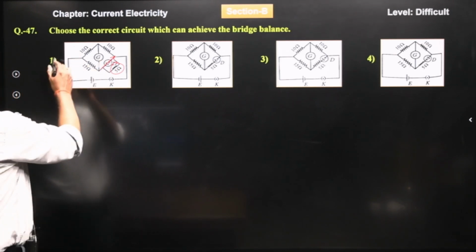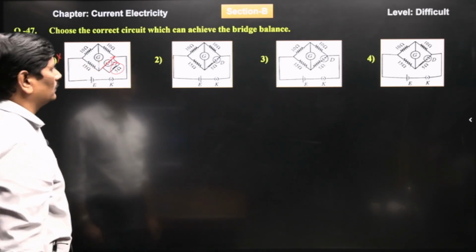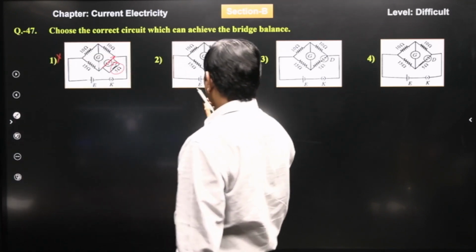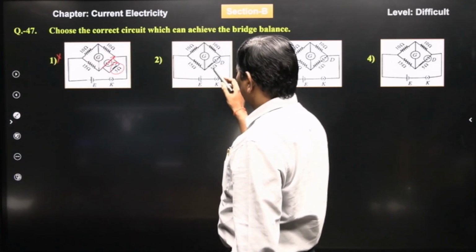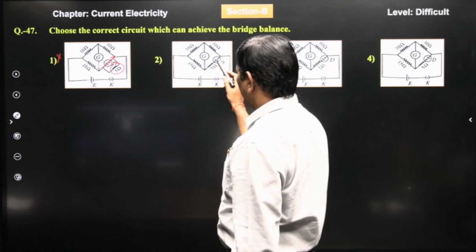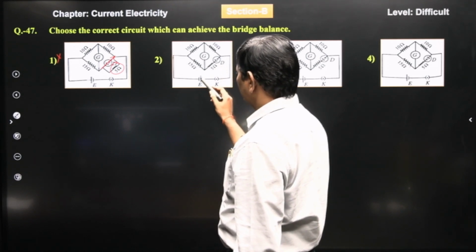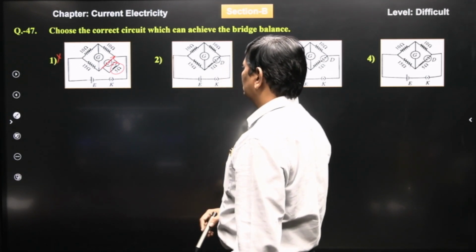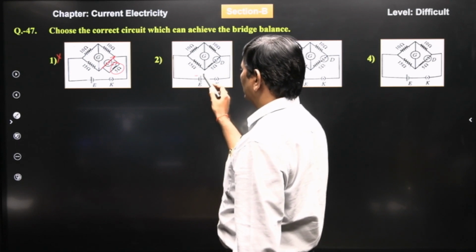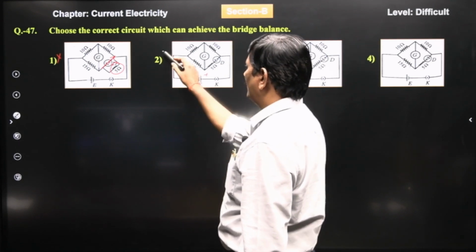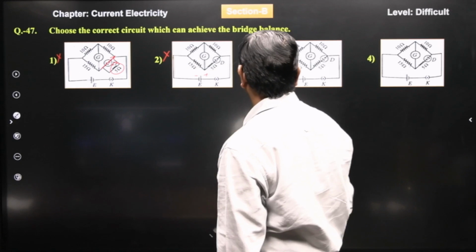So this is not possible. First option not possible. Second option is there. 5 ohms is in series with the diode. Diode is conducting, but the cell is connected reverse. Here the cell is connected with reverse terminals, not possible. Okay, diode not conducting.